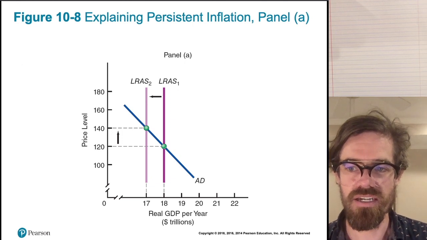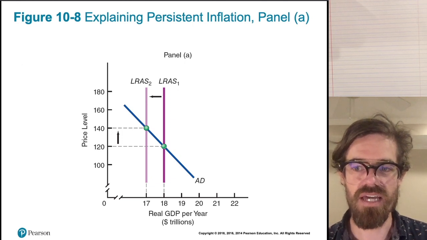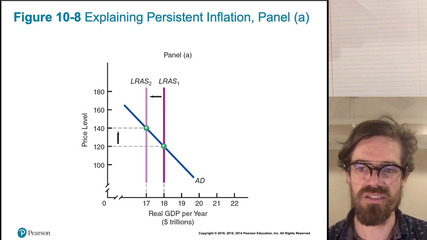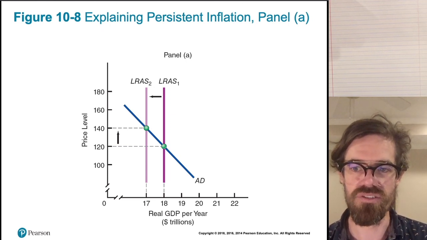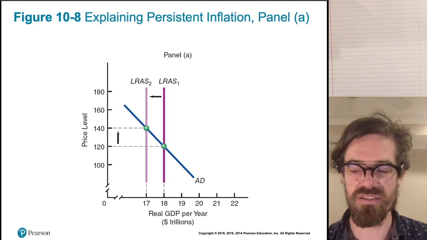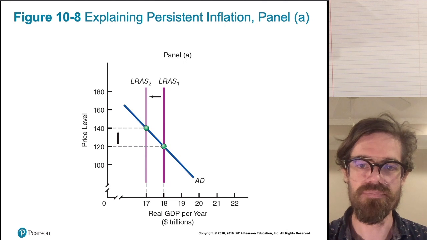So what would that look like? Well, if we've got a stable aggregate demand and our long-run aggregate supply shifts to the left, then we can see pretty clearly that would lead to an increase in prices. And so this is called supply-side inflation because it's coming from long-run aggregate supply.